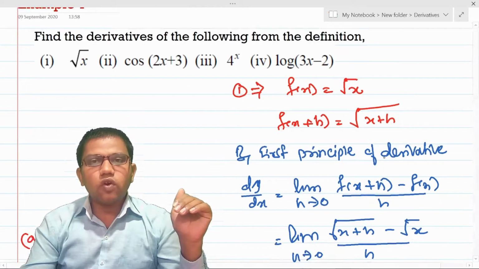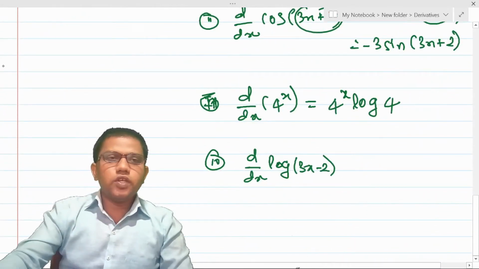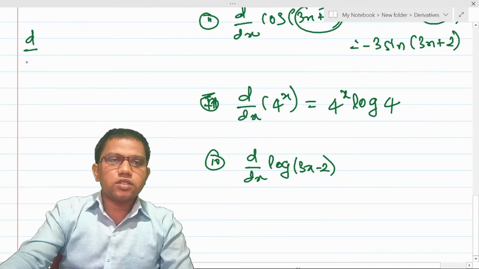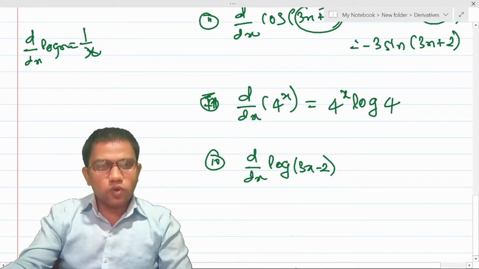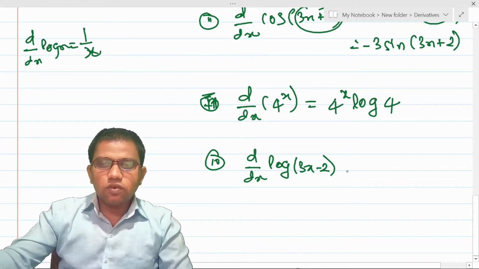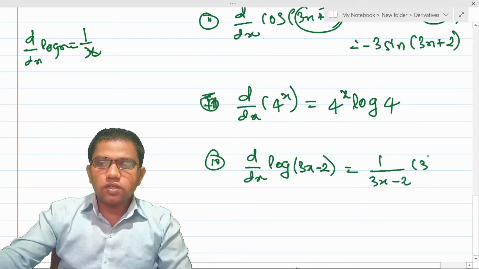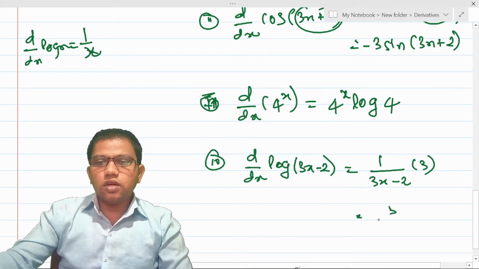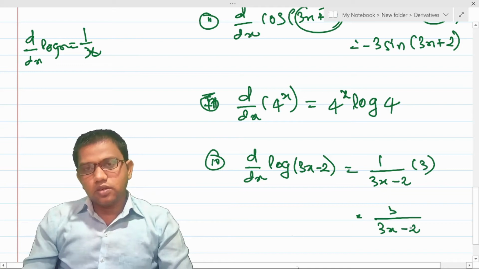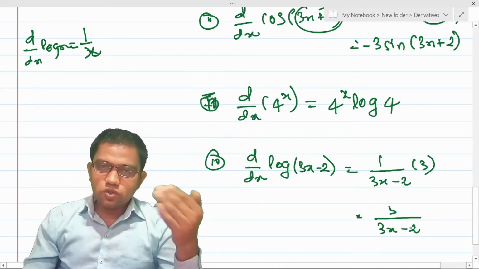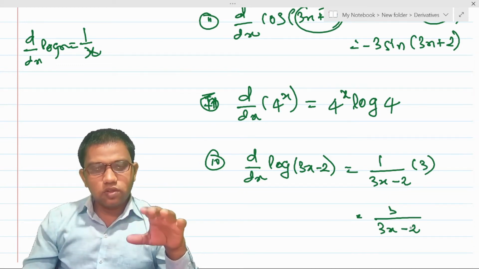What is the derivative of log of 3x plus 2? Okay, what is the derivative? We know that d by dx of log x is nothing but 1 upon x. Derivative of log x is 1 upon x. Therefore, this is nothing but 1 upon 3x plus 2. Again, take the derivative of 3x plus 2 and it is nothing but 3. Therefore, it is 3 upon 3x plus 2 in this way. Okay, so with the help of the definition also you can solve all these.